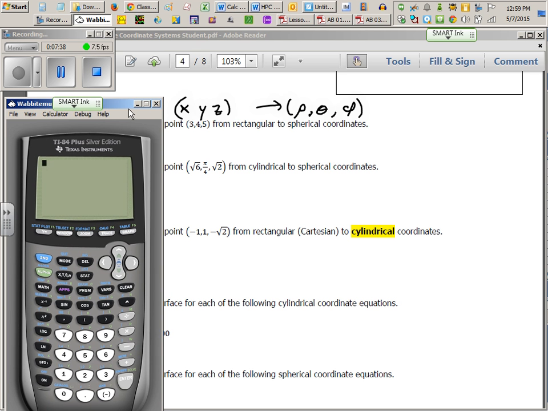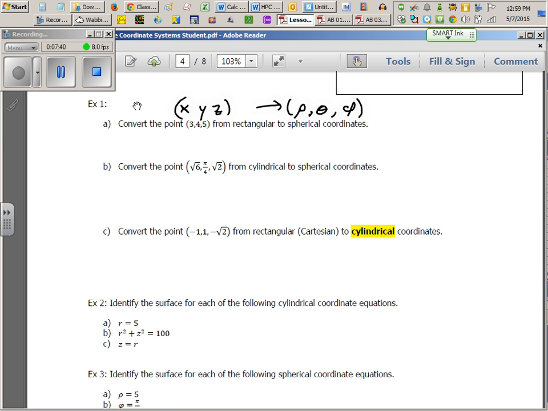Okay, we're going to be trying to do this, so we need a set of formulas that will do this for us. And the first one we have is that rho is equal to the square root of x squared plus y squared plus z squared. So that would just be basically the square root of 9 plus 16 plus 25, which is square root of 50, or you could say 5 root 2. Okay, so that one's done.